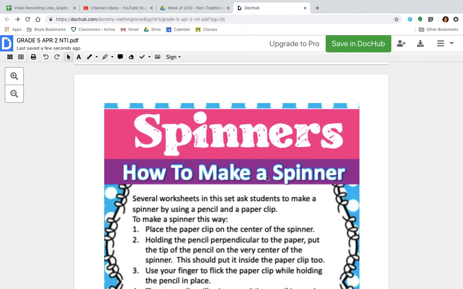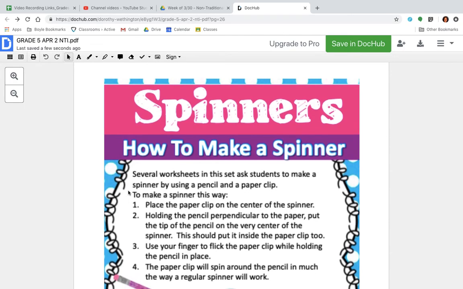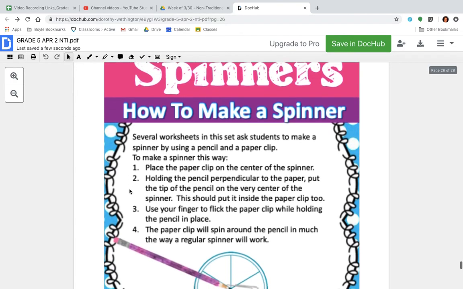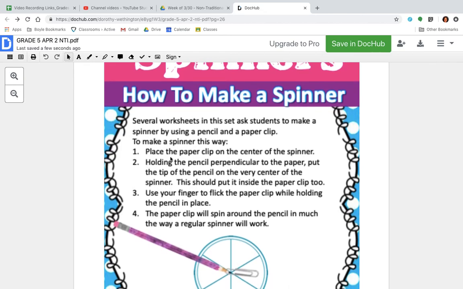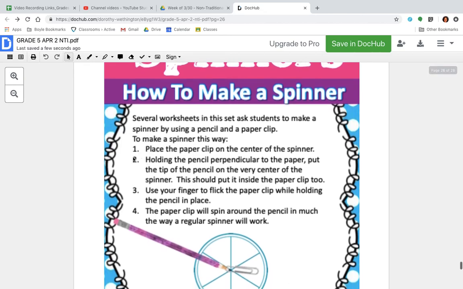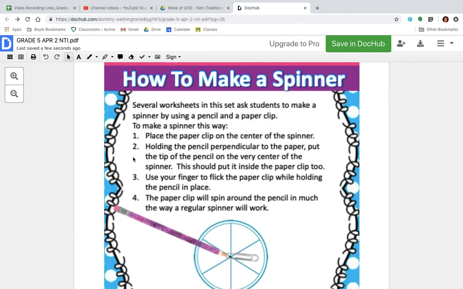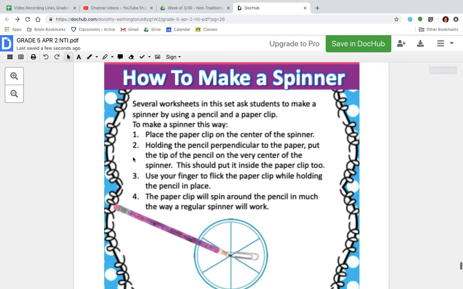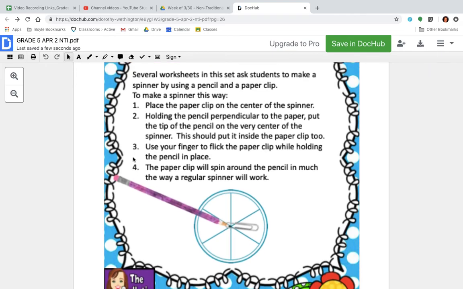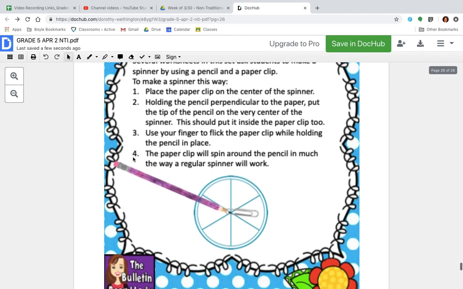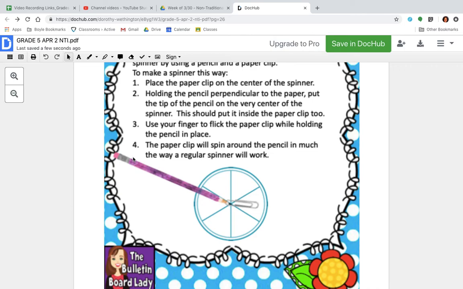Spinners. How to make a spinner. Several worksheets in this set ask students to make a spinner by using a pencil and a paper clip. To make a spinner this way, place the paper clip on the center of the spinner. Holding the pencil perpendicular to the paper, put the tip of the pencil on the very center of the spinner. This should put it inside the paper clip too. Use your finger to flick the paper clip while holding the pencil in place. The paper clip will spin around the pencil in much the way a regular spinner will work.